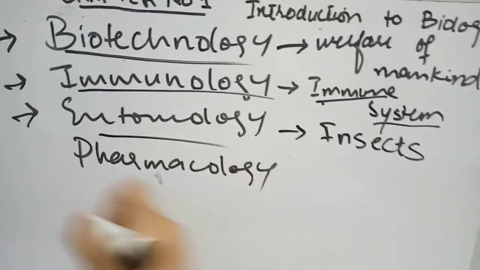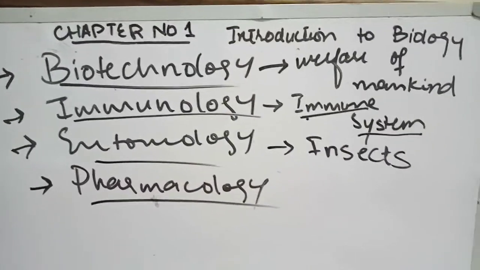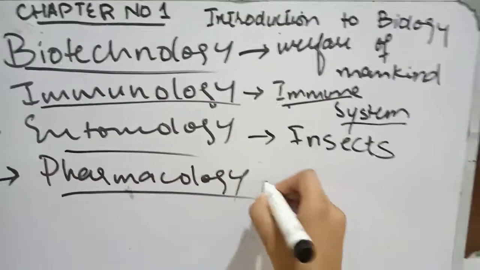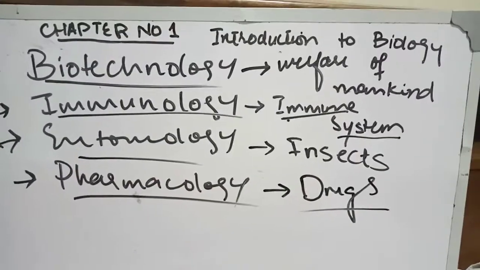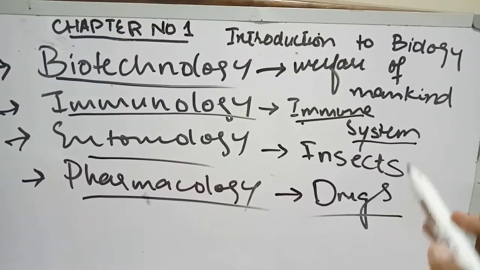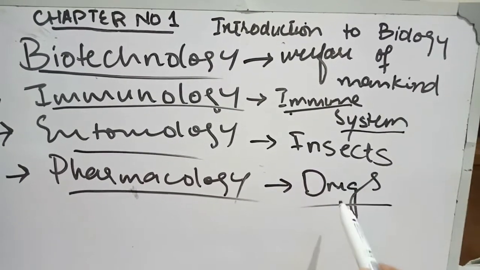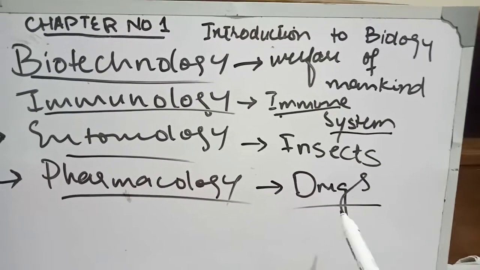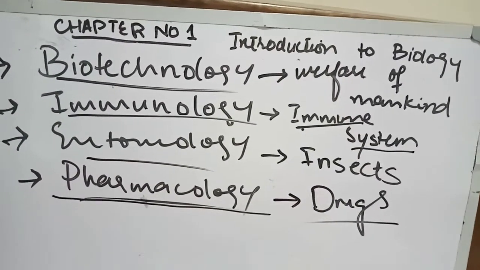Now we are moving towards our last branch, which is known as pharmacology. It is a well-known branch, and I hope you all know about pharmacology. It is the study of drugs. Doesn't matter, it may be medicinal drugs or it may be addictive drugs. All types of drugs will be studied in pharmacology. Medicinal drugs, addictive drugs, their composition and their effects on the human body, all will be studied in pharmacology.